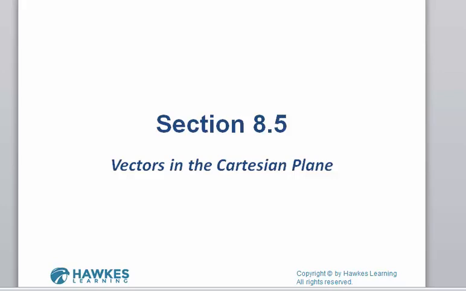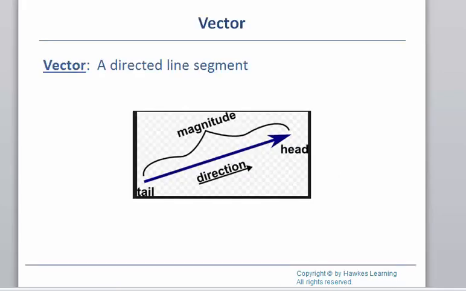We'll now begin section 8.5, where we'll talk about vectors in the Cartesian plane. Let's begin with a definition for a vector. A vector is a directed line segment. A vector has a starting point and an ending point.